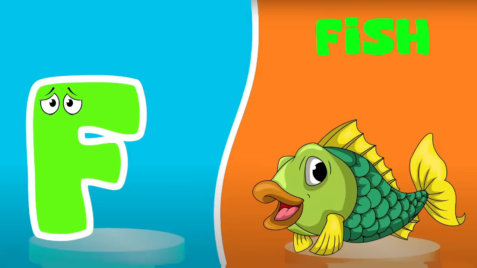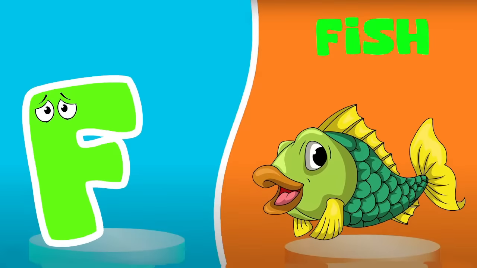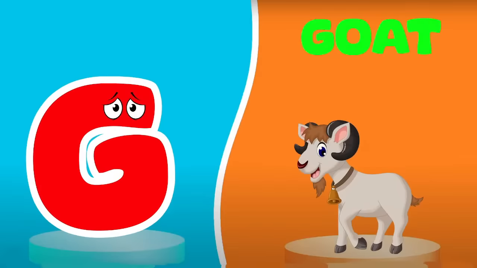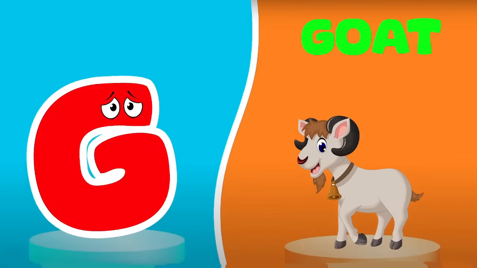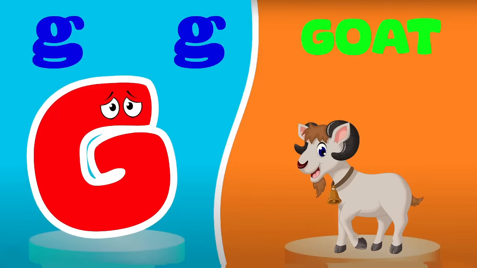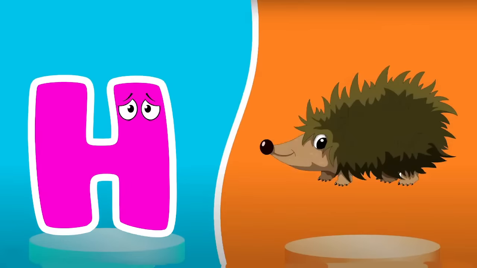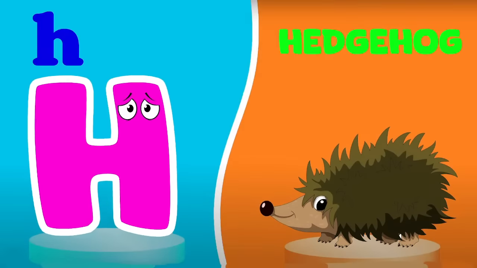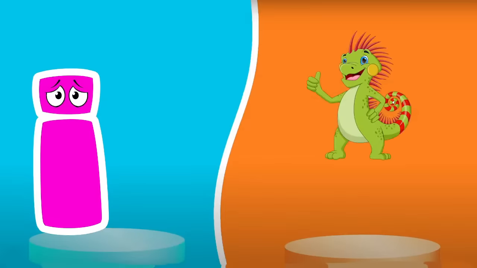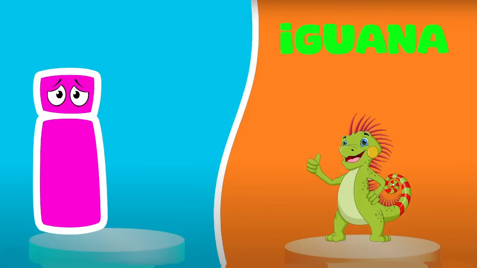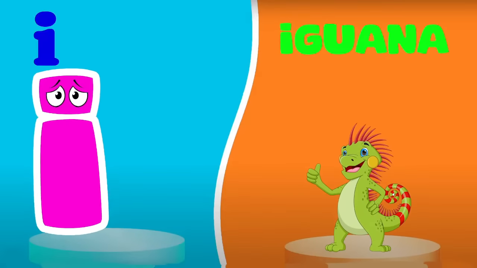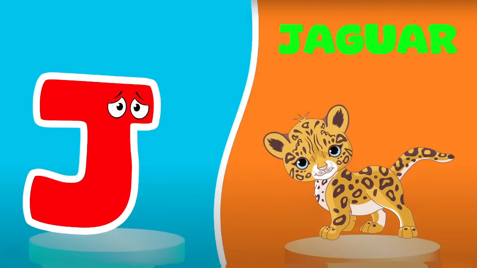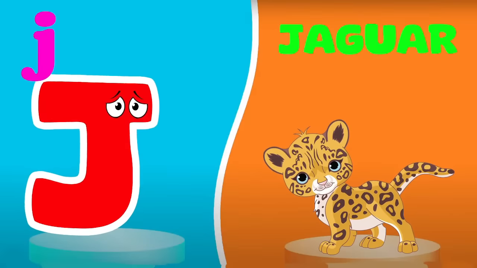F is for fish, f, f, fish. G is for goat, g, g, goat. H is for hedgehog, h, h, hedgehog. I is for iguana, e, e, iguana. J is for jaguar, j, j, jaguar.